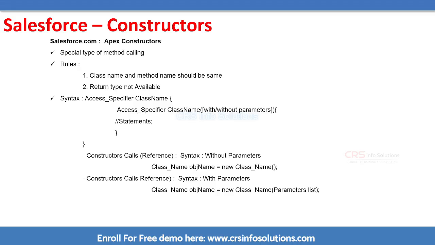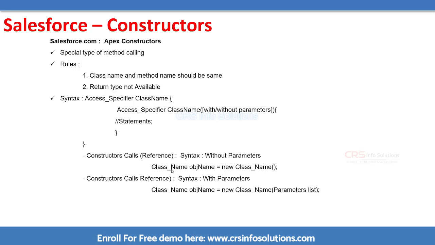You need to use an access specifier and the class name. And inside that class, you need to use an access specifier along with the method name, as you used it previously. Instead of using a method name, whichever name you used for the class, you have to use the same name again. And inside you pass parameters or no parameters. In the last session, we have seen methods with parameters, and in the same way we can pass parameters to constructors. And you can use statements inside this.